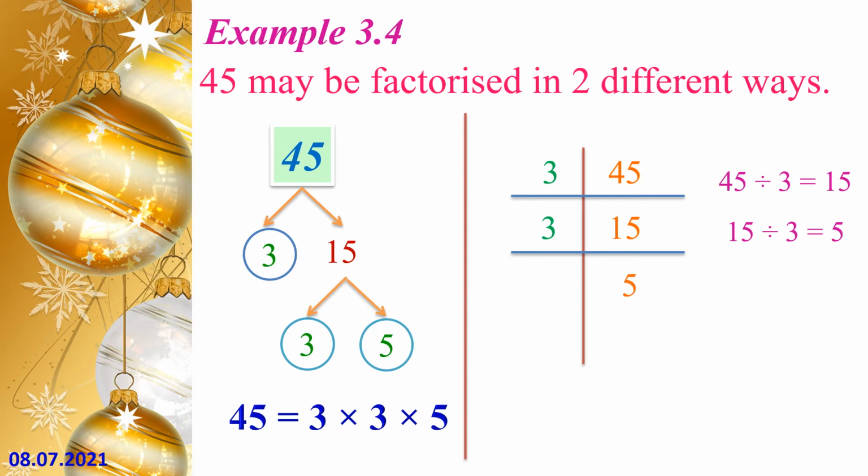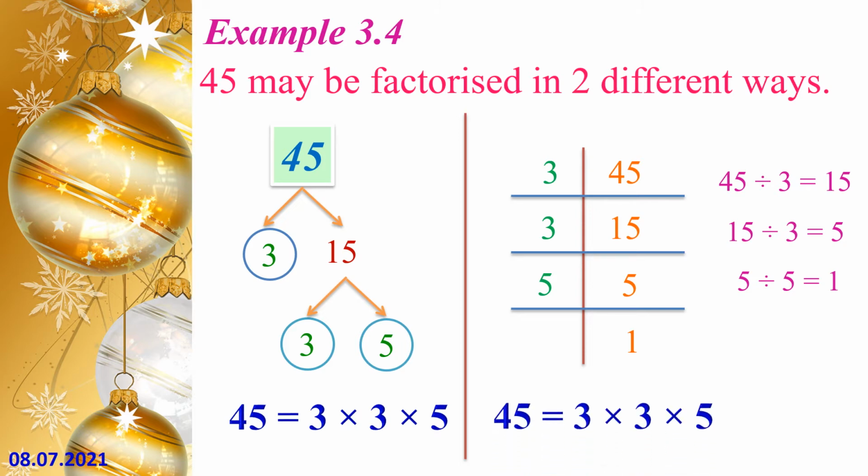Let us write the quotient. Now 5 divided by 5, we get 1. So the quotient becomes 1. So finally, the prime factorization of the number is obtained by the product of all divisors. So 45 equals 3 into 3 into 5. Here the factor tree method and the division method give the same answer.